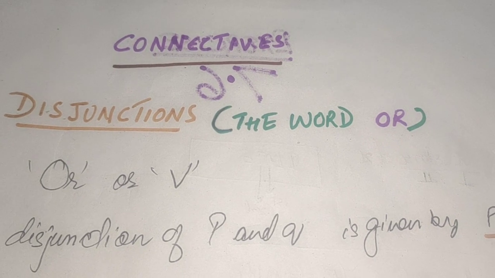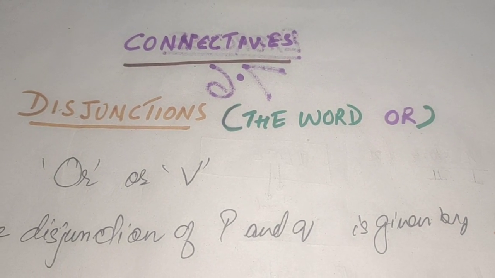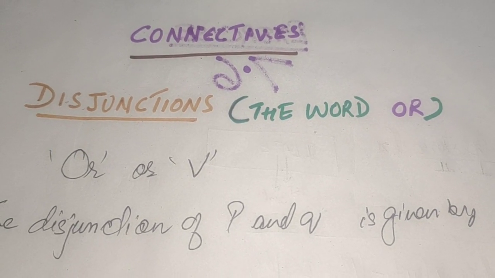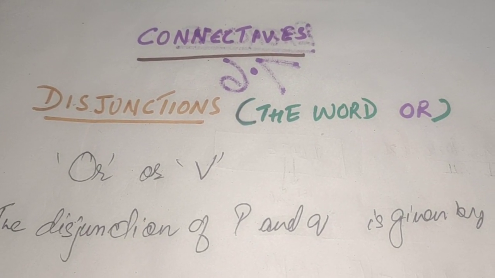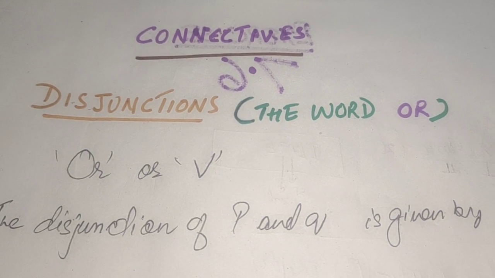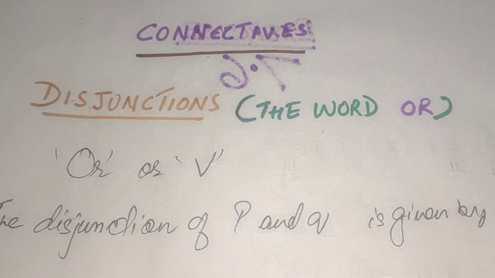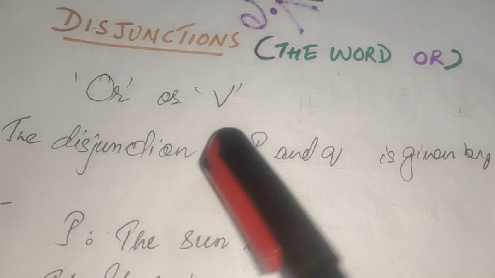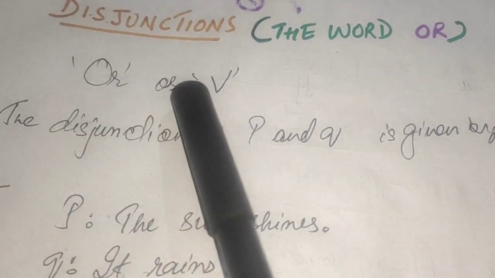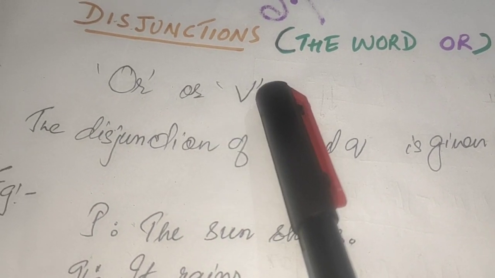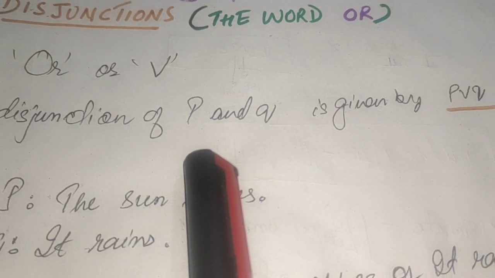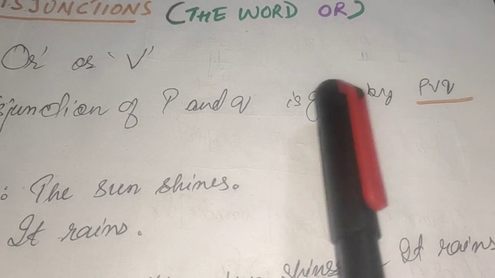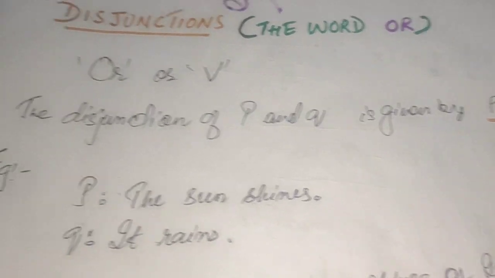In my last class, we discussed connectives from mathematical reasoning of class 11 NCERT book. In that part we discussed conjunction, or the word and. Here we will discuss disjunction, the word or. We can define or symbolically like a capital V. The disjunction of P, which is a statement, and Q, another statement, we can write as P or Q.